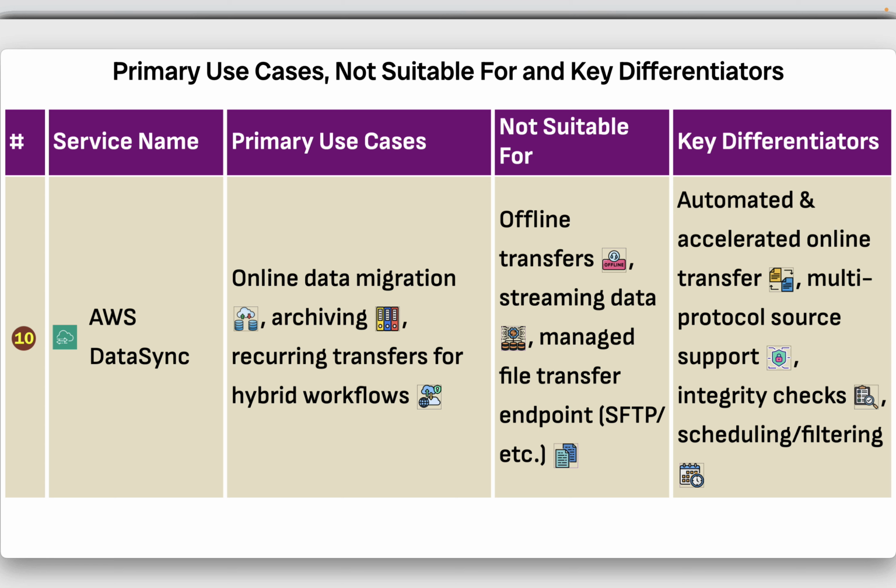AWS DataSync. Primary use cases are online data migration, archiving, and recurring transfers for hybrid workflows. This is not suitable for offline transfers, streaming data, or managed file transfer endpoints like SFTP. Key differentiators are automated and accelerated online transfer, multi-protocol source support, integrity checks, scheduling, and filtering.